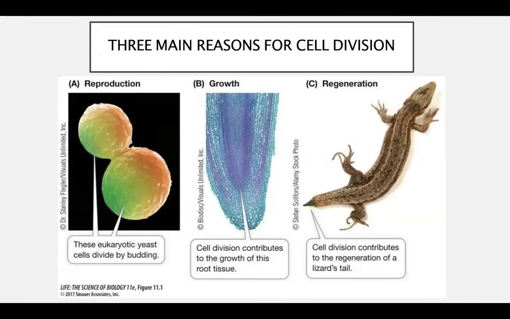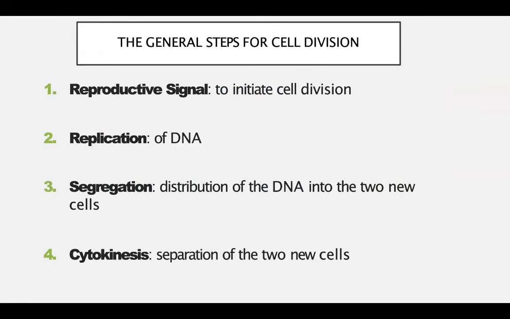Obviously, for reproduction, a lot of unicellular organisms reproduce through mitosis. There are several cell divisions which help contribute to the growth of different plant tissues and obviously human tissues as well. Especially in multicellular organisms, we focus more on the growth and regeneration aspect of it. So the general steps for cell division: you have a reproductive signal to initiate it, replication of your DNA, segregation, which is the distribution of DNA to the two new cells, commonly referred to as mitosis, or meiosis if we're talking about gametes, and cytokinesis, which is the separation of your two new cells.